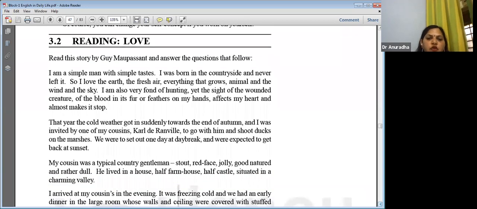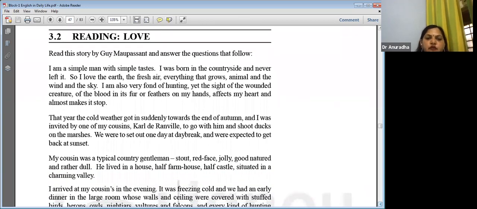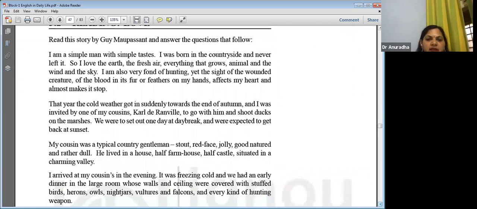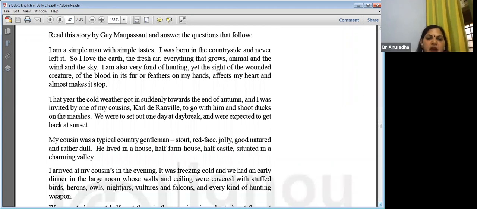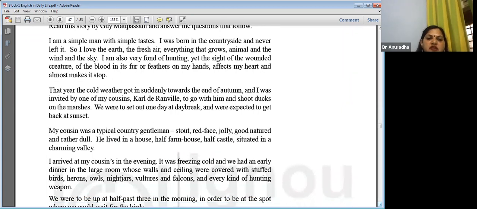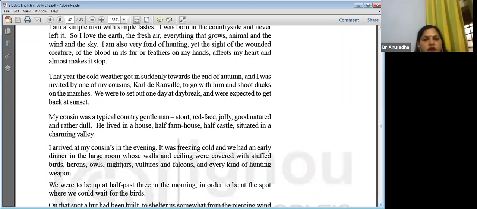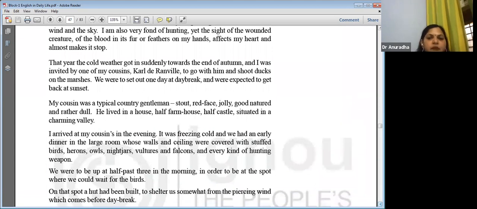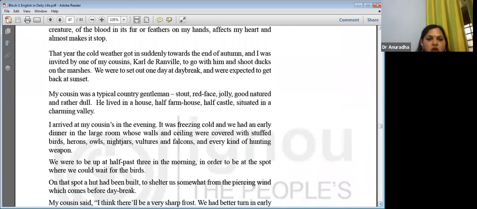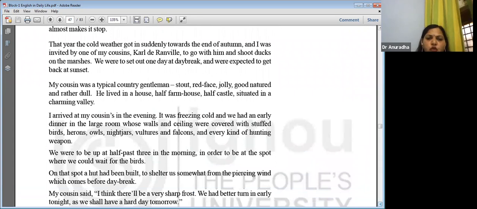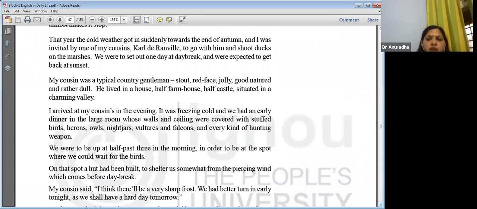I am also very fond of hunting, yet the sight of the wounded creatures, of the blood in its fur or feathers on my hands, affects my heart and almost makes it stop. That year the cold weather set in suddenly towards the end of autumn, and I was invited by one of my cousins, Karl d'Renville, to go with him and shoot ducks on the marshes. We were to set out one day at daybreak and were expected to get back at sunset.